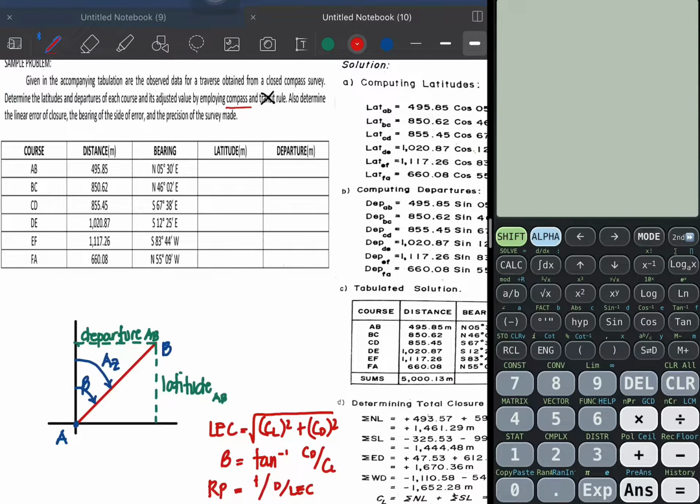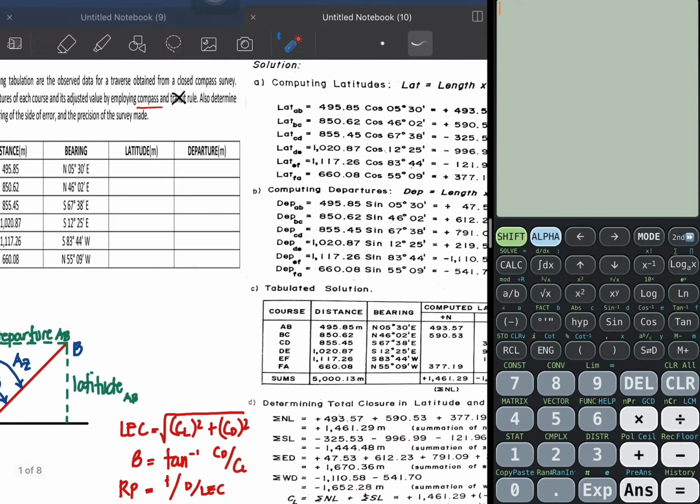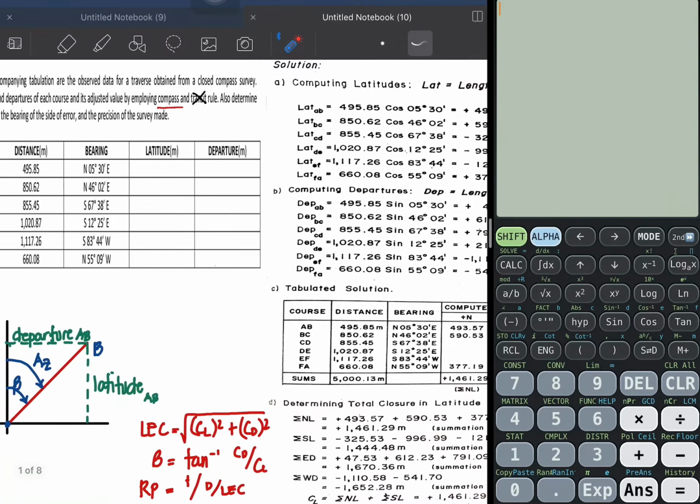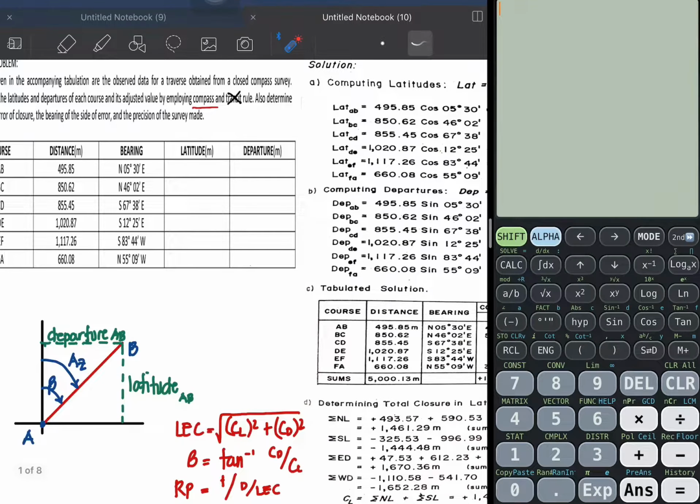Okay, so first we'll solve for the latitude and departure of each line. We can have the formula: latitude is equal to length times the cosine of the bearing. And for the departure, we can have length times the sine of the bearing or the angle. Or let's check using the rectangular function of the calculator.